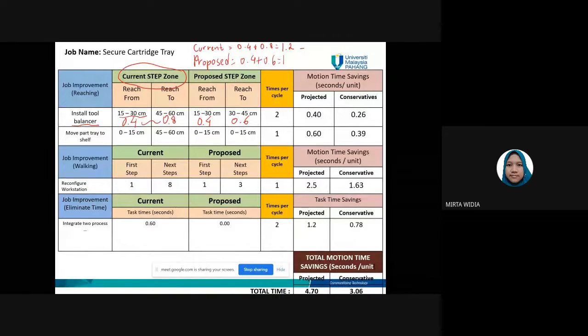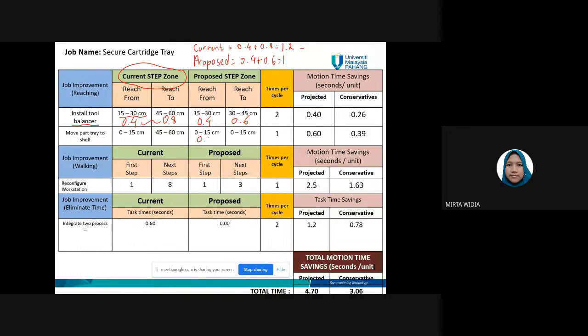Okay. 0.2, 0.2, 0.2. This one is 0.8, so 1 minus 0.4 gives 0.6. For the conservative, it is 0.6 times 0.65, which equals 0.39. Okay, that is for the rich.